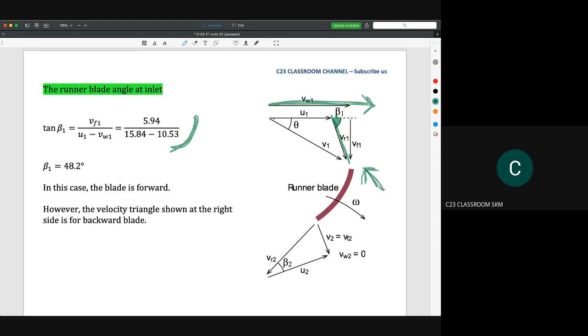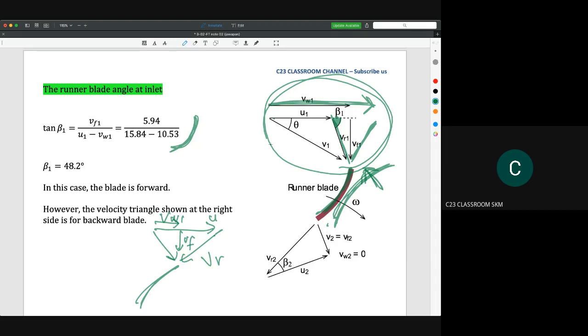So what you need to do is change your velocity triangle, instead of a backward blade here, with a forward blade. With the forward blade at the inlet, you have the VR here, you have the U1 here, and then you have VF, and you will have V1 here. So you need to change the velocity triangle, and then you could calculate the value of beta, which is at this area. It becomes VF, this is the height, divided by this length, which is U1 minus V1. So we substitute the value, so we get 48.2 degrees.